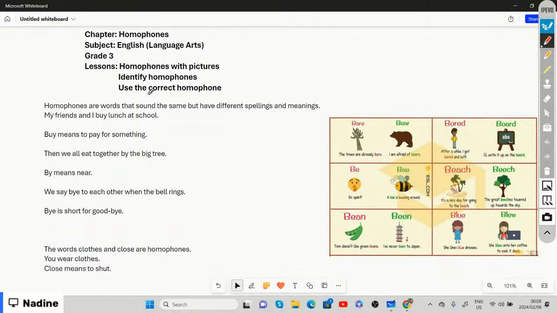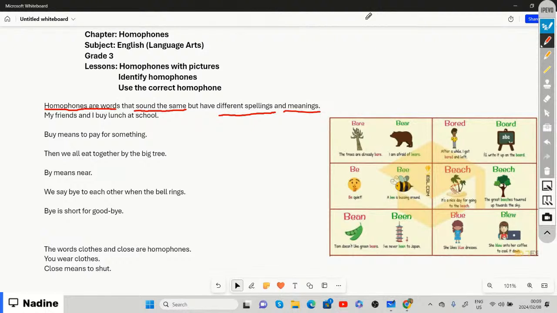Homophones are words that sound the same, but they have different spellings as well as meanings. So it's words that sound the same, but the spelling as well as the meaning of the specific word are different. Can you hear me now? All right. So homophones are words that sound the same, but the spellings and meanings of these specific words are different.